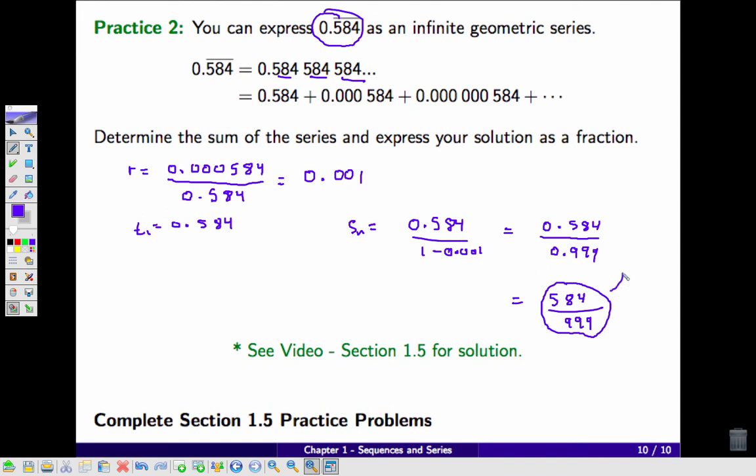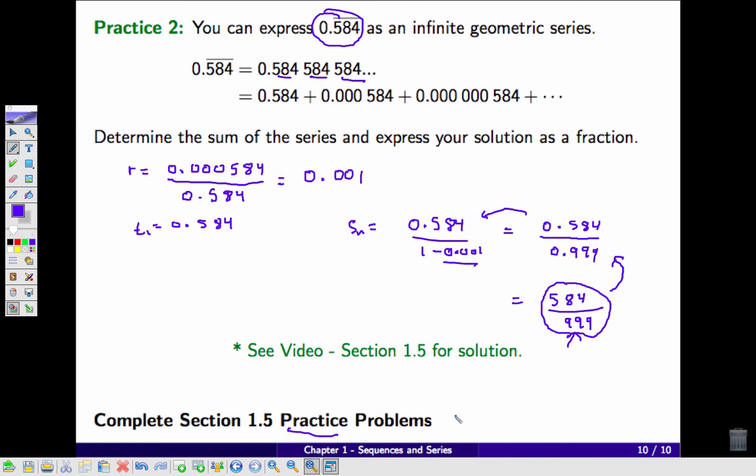So that's how you can go between the two. If you have this right here, you actually can work backwards. You can divide both by 1,000, depending on how big that number is, and then you can easily figure out r, and then you can generate the sequence or the series. So that is the chapter.